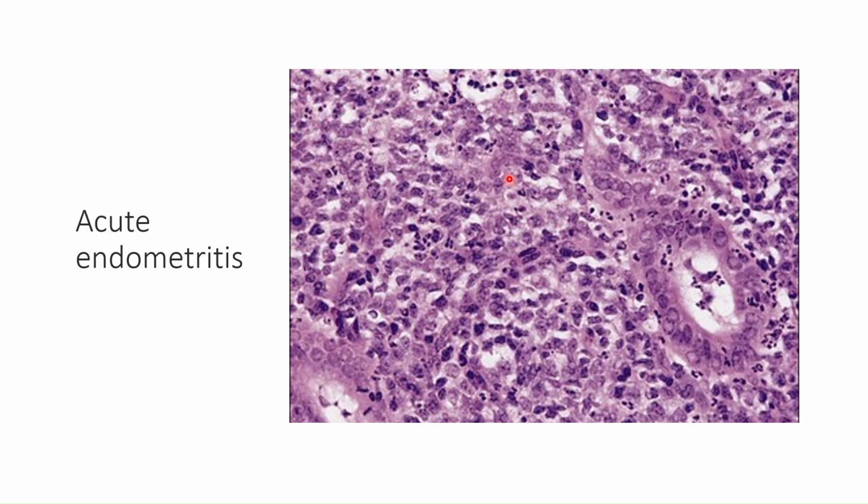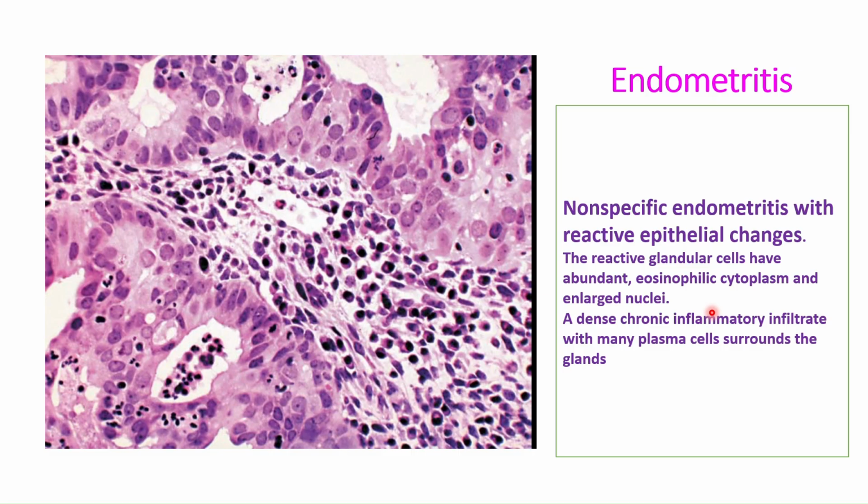Here the section shows stroma and gland infiltrated by abundant number of polymorphs. So, this is a case of acute endometritis. So, prerequisite for acute endometritis is glands must be infiltrated by polymorphs, because stroma in normal menstrual phase shows presence of polymorphs. So, here we can see glandular cells are also infiltrated by polymorphs. This is a case of acute endometritis.